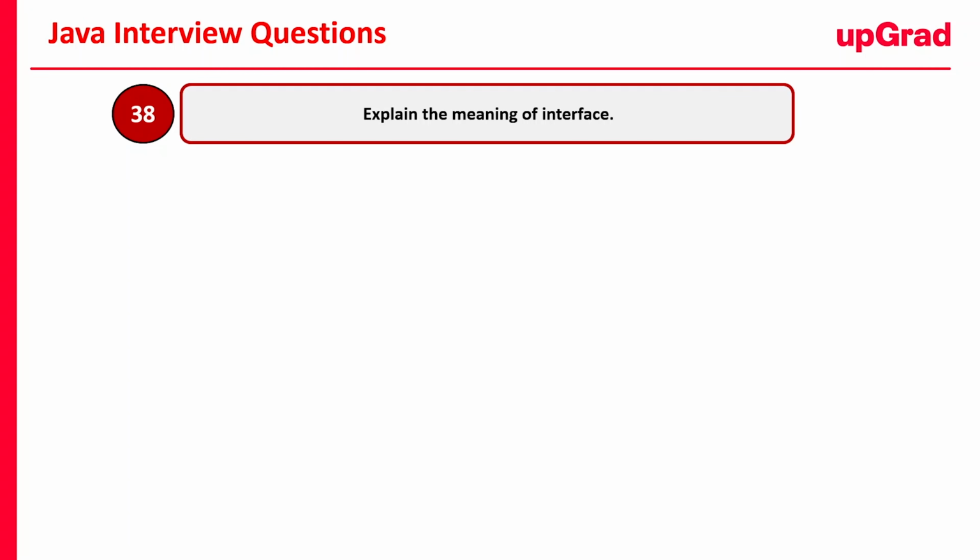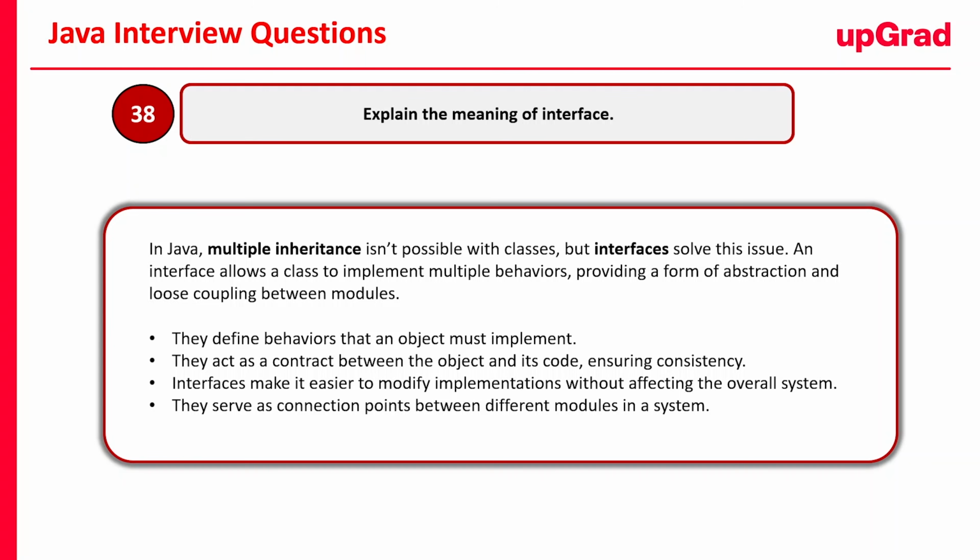So when you're asked about interface in Java, the interviewer is evaluating your knowledge of how Java manages multiple inheritance and abstraction. So in Java, multiple inheritance isn't possible with classes, but interfaces solve this issue. An interface allows a class to implement multiple behaviors, providing a form of abstraction and loose coupling between modules. With the recent Java updates, interfaces can now have default, static and private methods, giving them more flexibility.